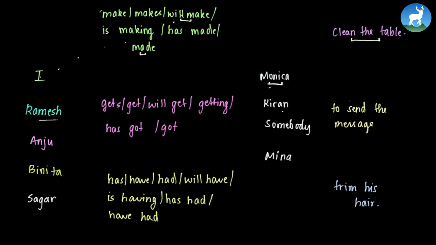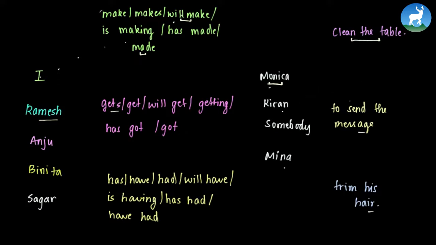Again, we can have Ramesh gets Monica to send the message. Or Ramesh got Kiran trim his hair. Same, we can use it with I. I got Monica to send the message. Or I got Meena to send the message. Anju will get Meena to send the message. Or Anju will get Meena clean the table. Similarly, we can have Anju will make Meena clean the table. Or Anju will make Kiran clean the table.